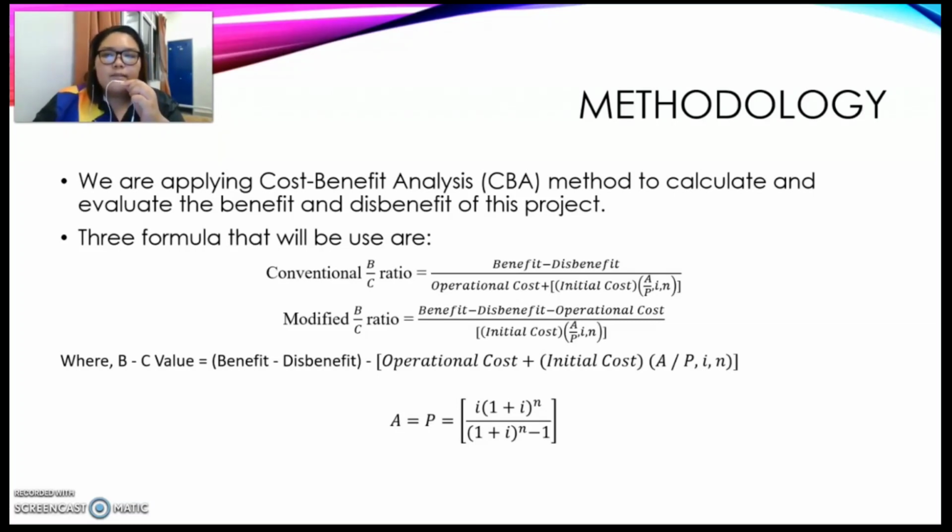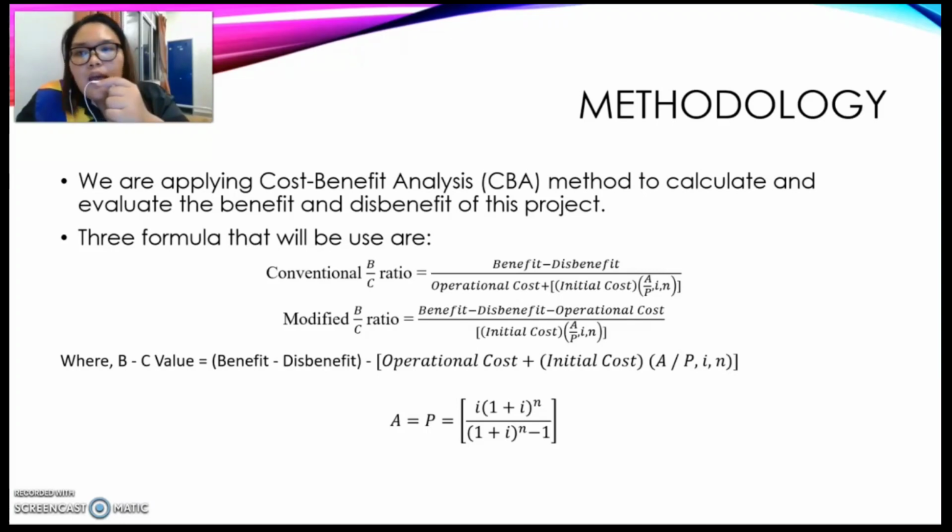The second formula is the modified B/C ratio, which equals benefit minus disbenefit minus operational cost, divided by initial cost times A/P, with interest rate and number of periods of this project. The BC value equals benefit minus disbenefit, in bracket, minus operational cost plus initial cost, times A/P, interest rate, and number of periods, same as before.